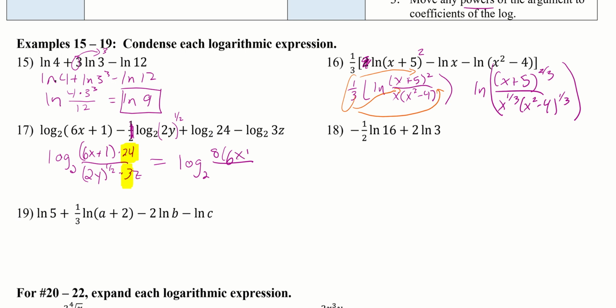6x plus 1, so we'll leave that. And then here, the final thing we can do in the bottom, we do have a z, and then we have this to the 1/2. So that is actually going to be the square root. We could write it a couple ways, but you can write it z and then square root of 2y all together.